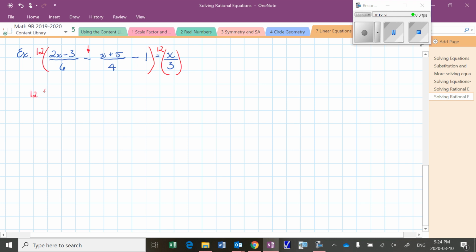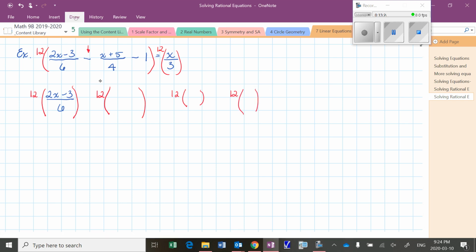So we've got 12 times 2x minus 3. Oops, I'll change a color there just to help you guys see it a little bit better perhaps. So 2x minus 3 over 6. And then minus 12 again times, and maybe I'll just write all of these down just to save us a little bit of time there. And we'll fill that in. So minus 12 times x plus 5 over 4. And then minus 12 times 1 is equal to 12 times x over 3.